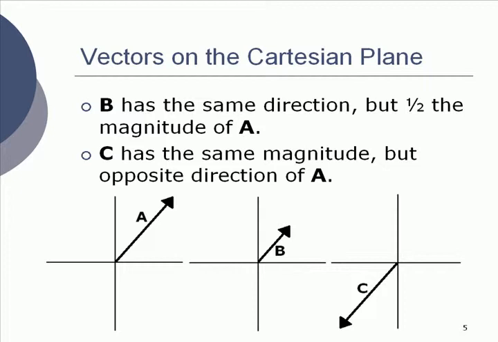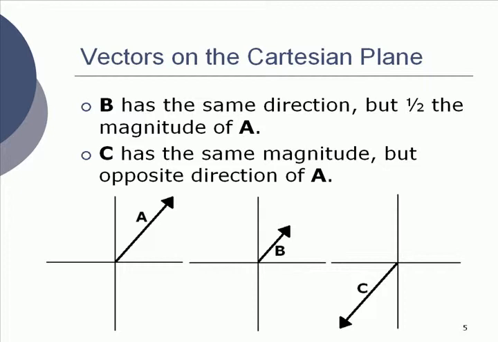Now, if you take a look at B, B is pointing in the same direction, so it has the same direction, but it's only got half the magnitude. Now, these vectors can represent a lot of different things. Maybe a vector represents wind speed. A would represent wind that's blowing in the same direction, but twice as strong as B, which is the same direction but half the magnitude.